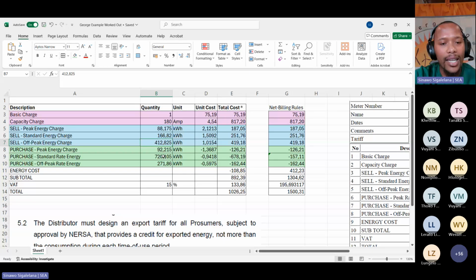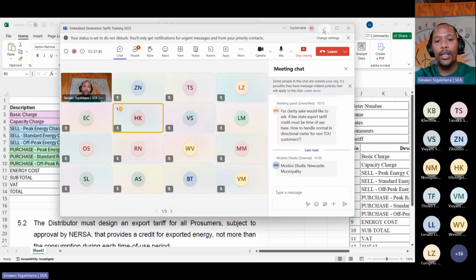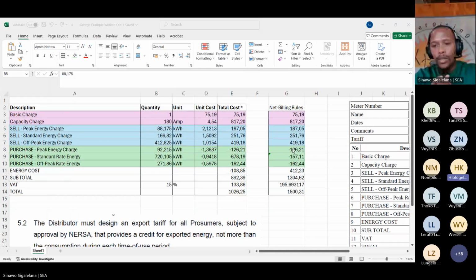But at instances where the purchase is more than the sale, you shouldn't credit for more than the sale, if I'm making sense. For example, if we are on 88 here, this is how much they are purchasing. And then they sell you more than they are purchasing. You shouldn't then credit them for more than they are purchasing. You should credit them for not more than what they are selling. Colleagues, are we together with this? So it's a bit tricky.